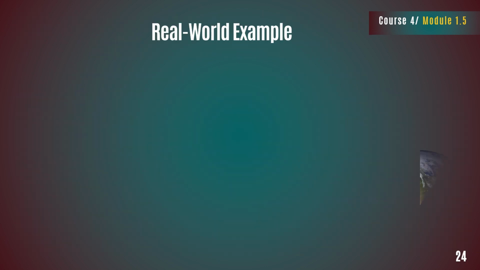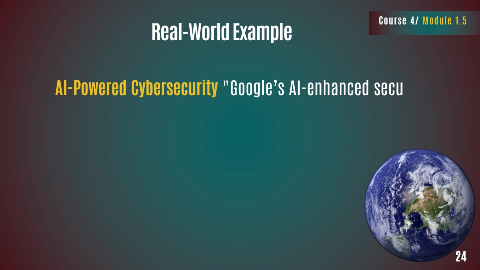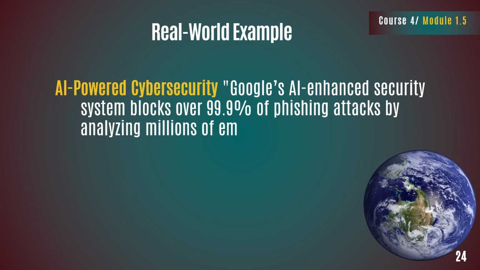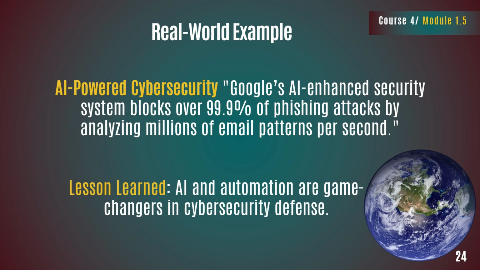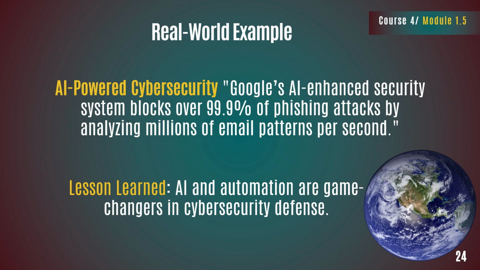Consider Google's AI-driven email filtering system, which blocks over 99.9% of phishing attempts by scanning billions of email patterns every single day. The lesson learned there is that AI and automation are not just buzzwords. They're actually critical tools that help us to react faster and smarter. AI in security is like having a self-driving security guard. It sees more, it moves faster, and it never sleeps.